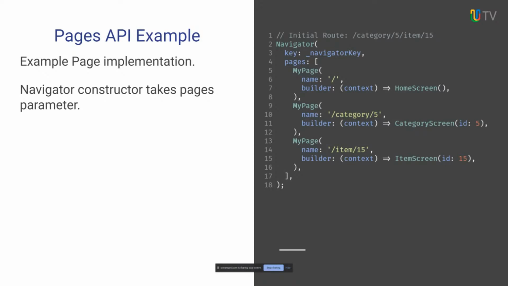So with the new approach, we get to create a Navigator with a set of pages, and we can decide what those pages are. In this case, I've created 3 pages. We have a home screen, which is the default / route. Then we have category 5. Those 2 parts of the route are joined together to show a category screen with ID 5. And the same goes for item 15. In this case, that's an item screen with an ID of 15.